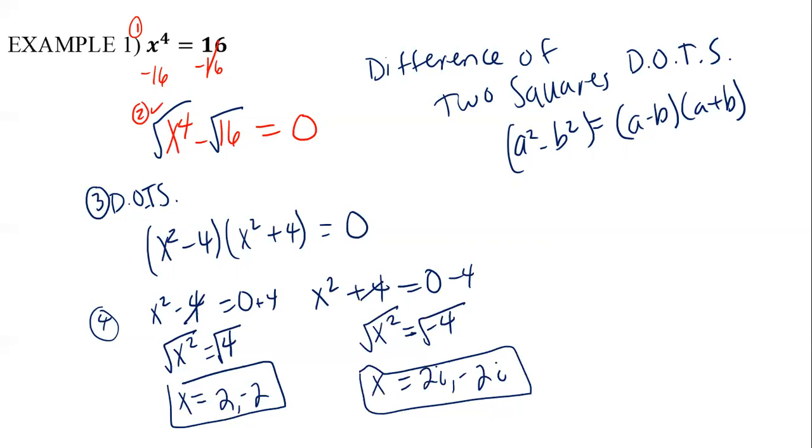So between my real and my imaginary solutions, they should equal the degree of my polynomial. What was the degree of my polynomial? 4. And how many total solutions do I have? 4. Do we see that? So the degree of my polynomial and the number of real and imaginary solutions should be equal, even if they have multiplicity.